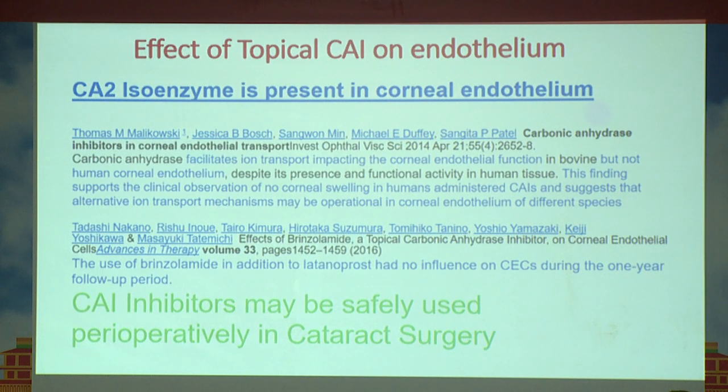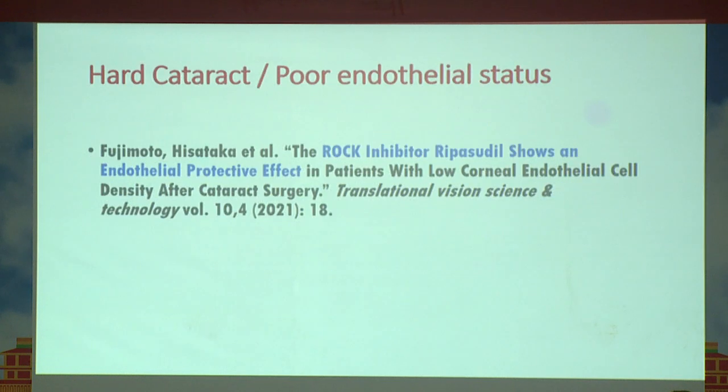This study has shown that carbonic anhydrase facilitates ion transport impacting corneal endothelial function in bovine, but not human corneal endothelium. So this finding supports the clinical observation of no corneal swelling in humans administered carbonic anhydrase inhibitors and suggests that an alternative ion transport mechanism may be operational in corneal endothelium in different species. So carbonic anhydrase inhibitors may be safely used.